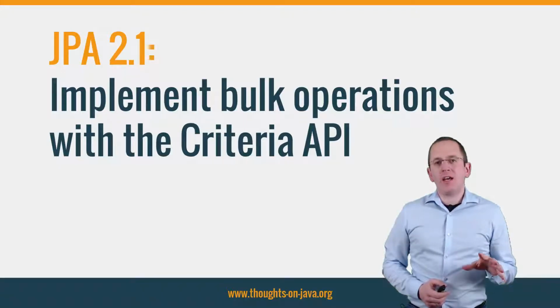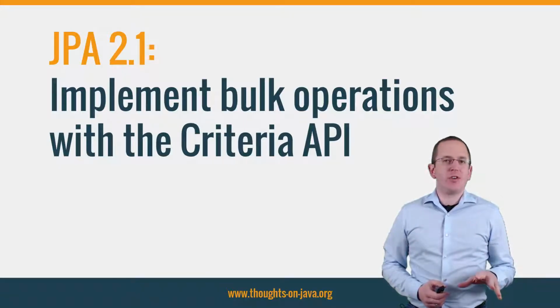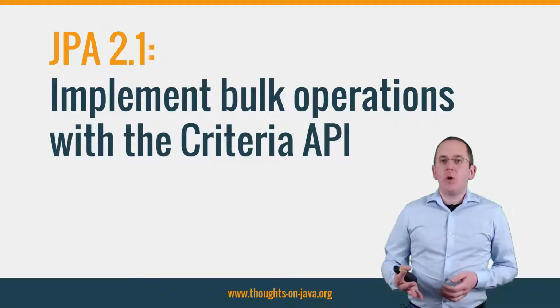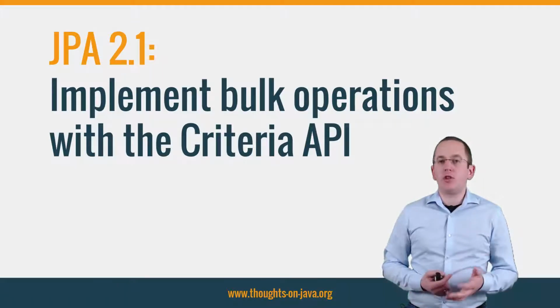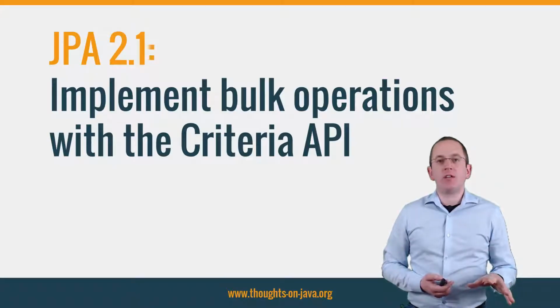JPA 2.1 added a list of nice features to the specification. One of them is the support for bulk update and delete operations in the Criteria API. The CriteriaUpdate and CriteriaDelete interfaces allow you to update or delete multiple database records with one query. That is a lot faster than updating or deleting a bunch of entities one by one.